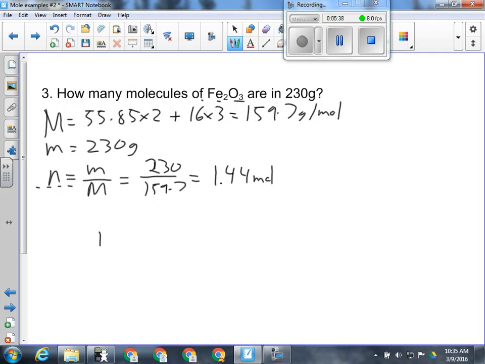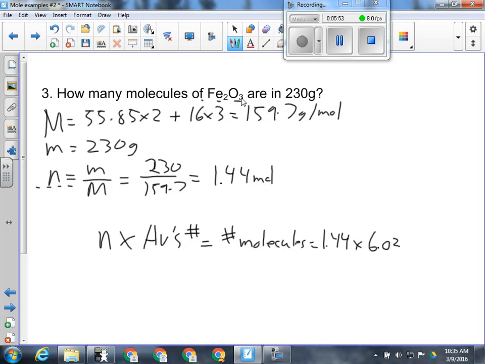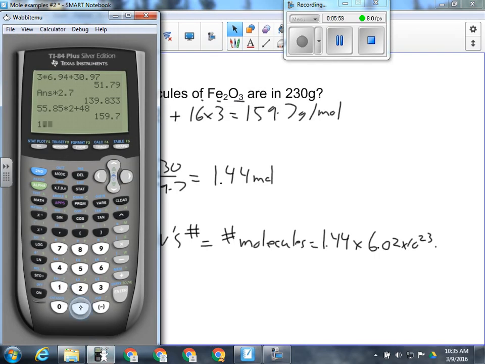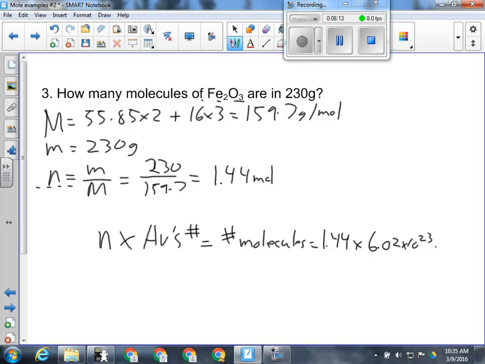Now I'm going to take n and multiply it by Avogadro's number to get the number of molecules. So that's going to be 1.44 times 6.02 times 10 to the 23. Remember when we punch that into our calculator, we go 1.44, multiply, then we put Avogadro's number in brackets. So we get 8.67 times 10 to the 23. And our units are molecules.